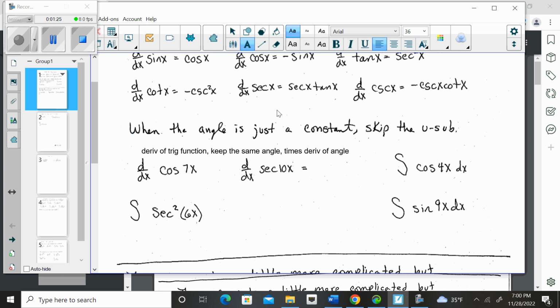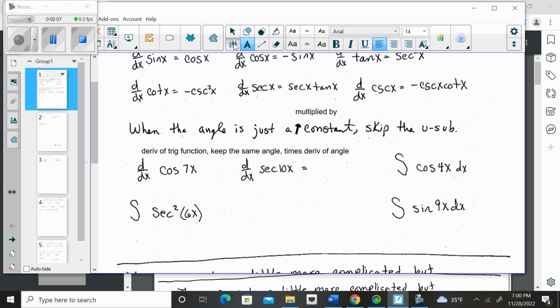Actually, I didn't mean it to say it like that. When the angle is just multiplied by a constant, because it's not just a constant. That wouldn't make any sense. When the angle is just multiplied by a constant, okay? I want you to skip the u sub. So we're going to take a couple derivatives, and then we're going to think about what this would mean for antiderivatives, all right, where the process is the opposite. Anyway, I encourage you to pause the video, try these first two derivatives before I just give the answer.